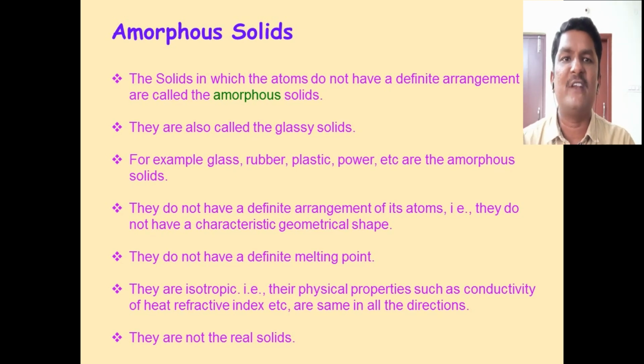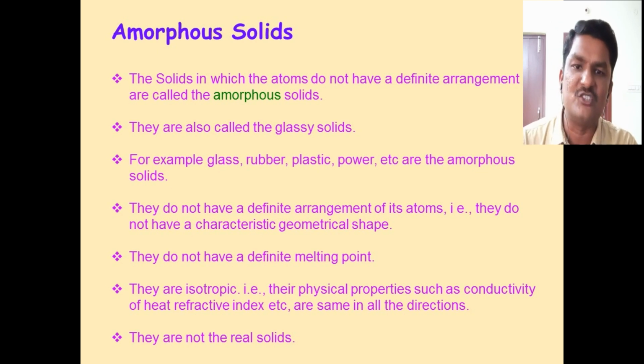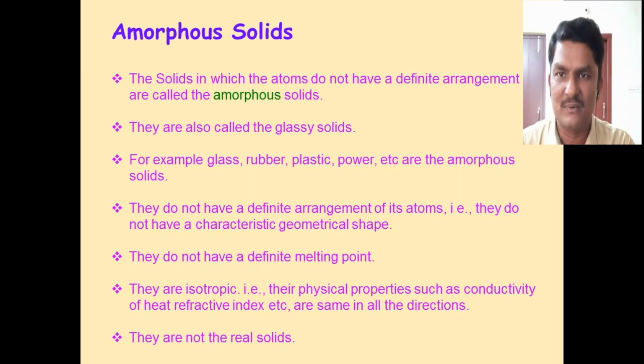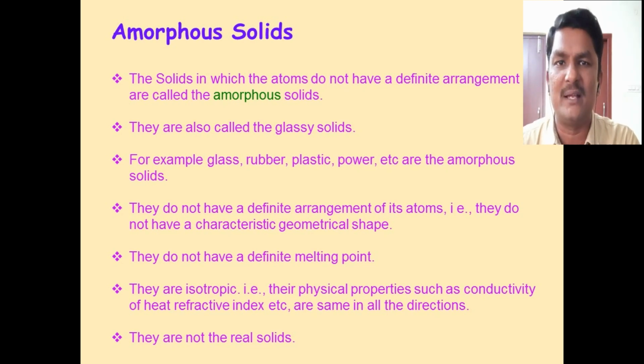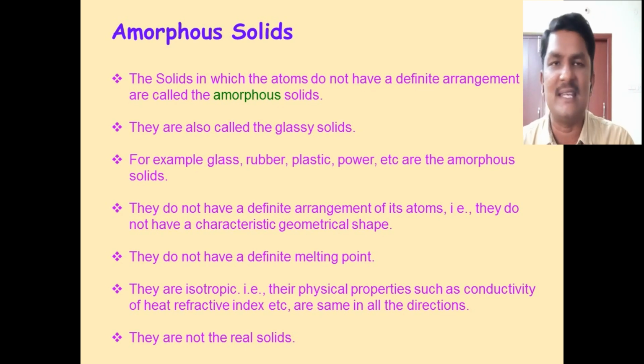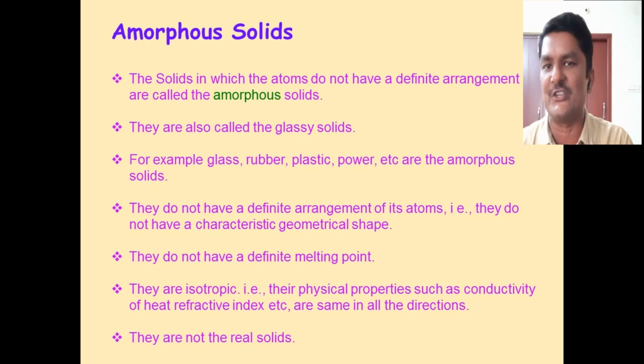They do not have a definite arrangement of atoms, so they do not have a characteristic geometrical shape. And amorphous solids are isotropic. Their physical properties such as conductivity and refractive index are the same in all directions. Amorphous solids are isotropic in nature.